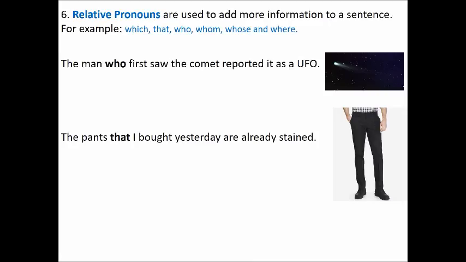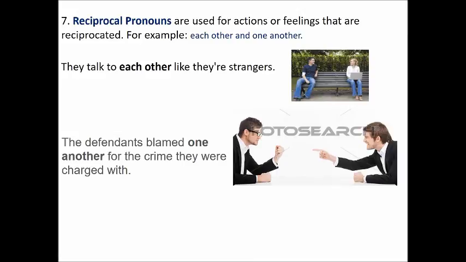Sixth, relative pronouns. They are used to add more information to a sentence. For example, which, that, who, whom, whose, and where. The man who first saw the comet reported it as a UFO. The pants that I bought yesterday are already stained. Seventh, reciprocal pronouns. They are used for actions or feelings that are reciprocated. For example, each other and one another. They talk to each other like they're strangers. The defendants blame one another for the crime they were charged with.